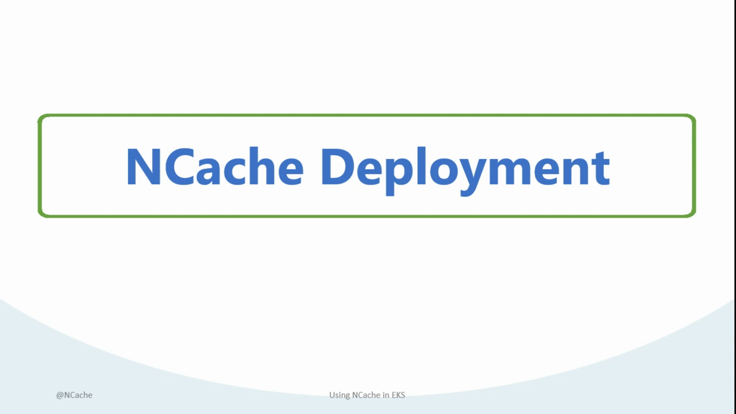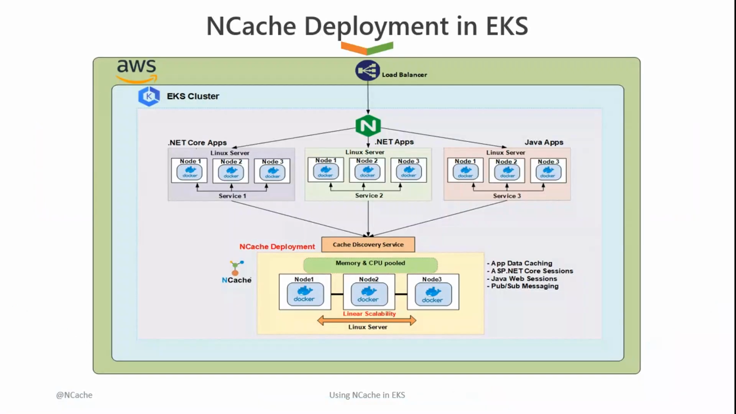So the first thing we are going to be talking about is the NCache deployment. Here we have a bird's eye view of a typical AWS EKS infrastructure. In the AWS cloud, we have a classic load balancer in front of an Ingress controller that is running within the Kubernetes cluster. The Kubernetes Ingress resource that is implemented by this Ingress controller routes the HTTP requests coming from the load balancer to the different services running within the cluster.